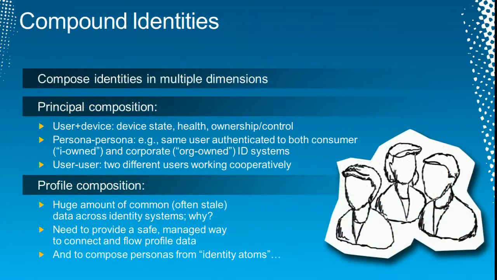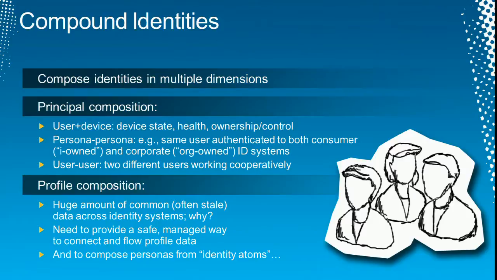Here's some of the things we need to build. We talked about this already. Compound identities. We want to be able to do composition in multiple dimensions. We can compose identities in terms of the principals. And there we can have user-device composition. So you can say, when Joe is on device A, that has a security meaning. And I can actually write access policies that differentiate between Joe on device A and Joe on device B.